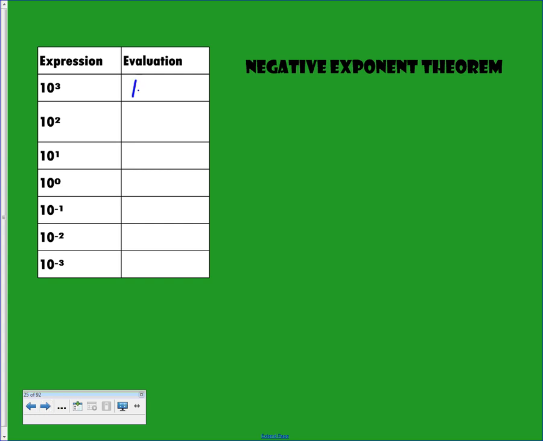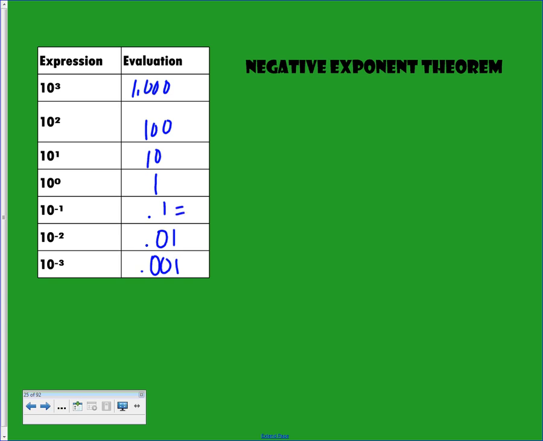10 to the third is 1,000. 10 squared is 100. 10 to the first is 10. 10 to the 0 is 1. 10 to the negative 1? Do that in your calculator, you're going to get 0.1. 10 to the negative 2 is going to be 0.01. And 10 to the negative 3 is 0.001. So what is the relationship is the real question.